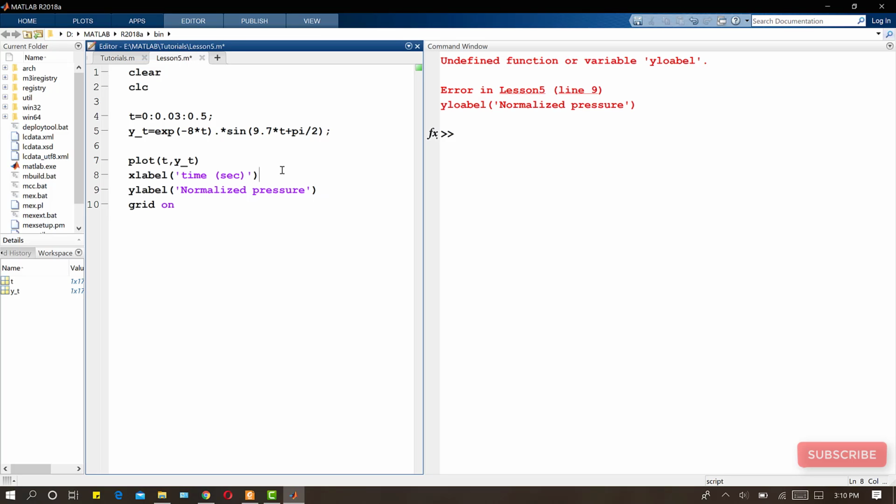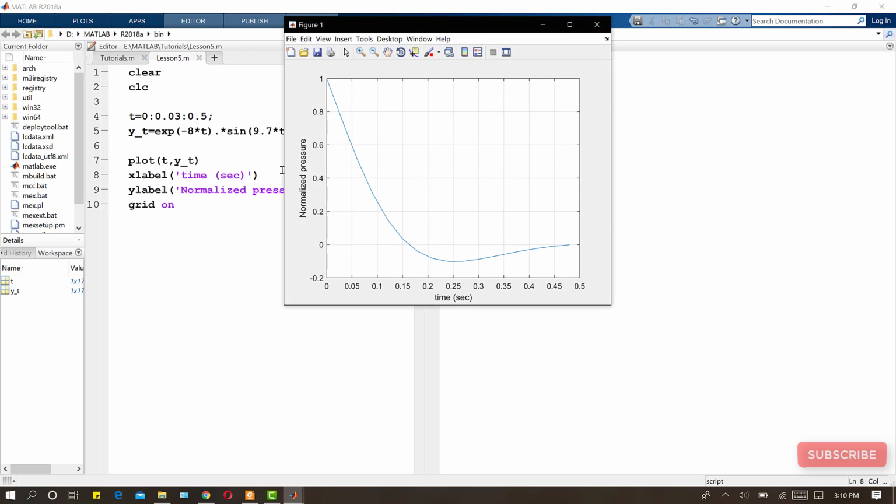So then if I execute this again, F5, now we see that the label for the x-axis is also written here and the label for the y-axis is written here and the grid is also on. Now let's suppose I want to know what the pressure value is somewhere between 0.25 and 0.3, and I want to extract that value from this graph.